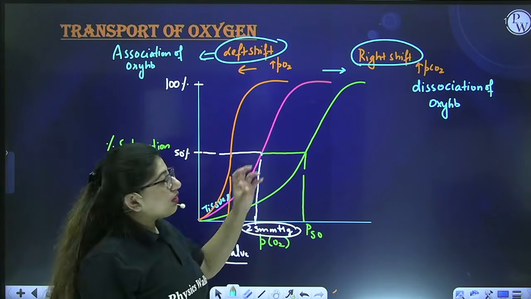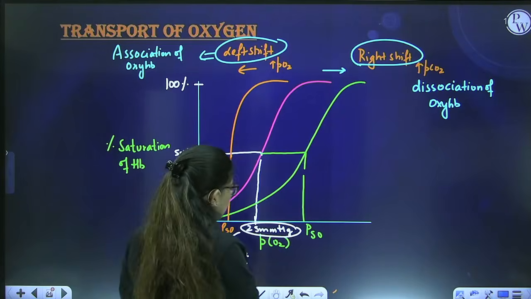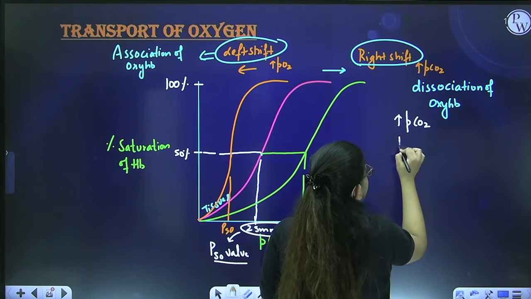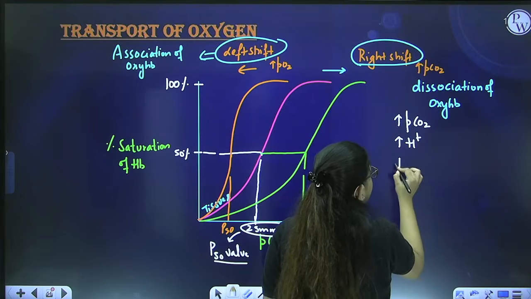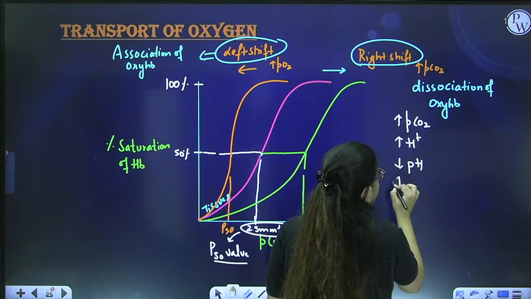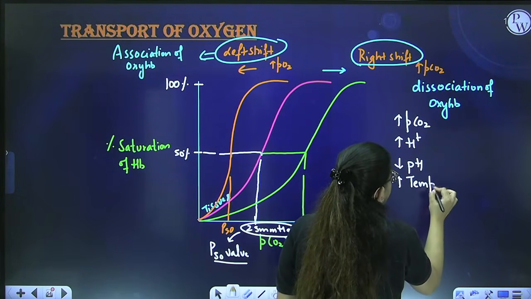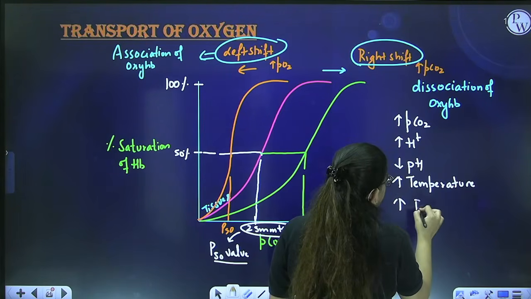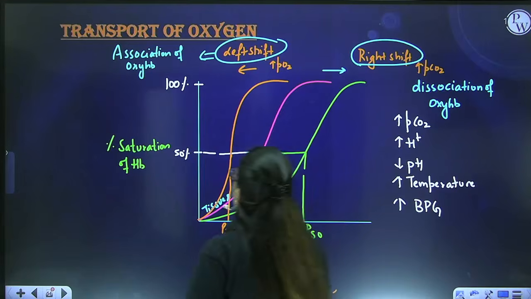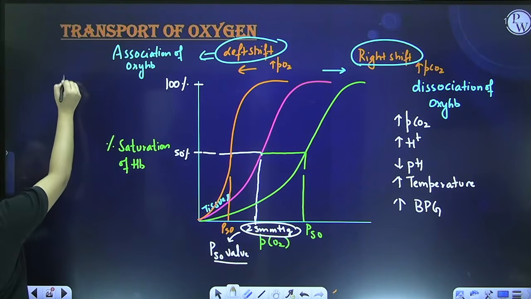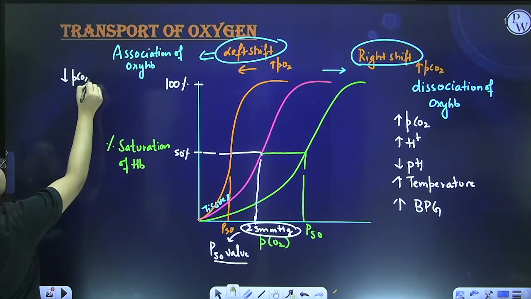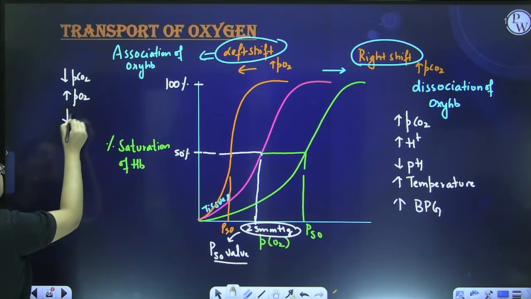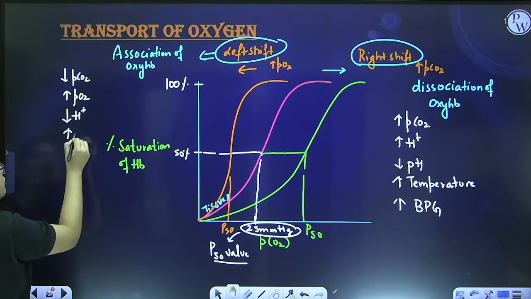Okay, now what are the factors that cause right shift? Let's talk about them first. Increase in partial pressure of CO2, increase in H positive ion, decrease in pH, increase in temperature, or increase in BPG. Whereas the left shift occurs whenever there is decrease in partial pressure of CO2, increase in partial pressure of oxygen, then there is decrease in H positive ions, just opposite to that.